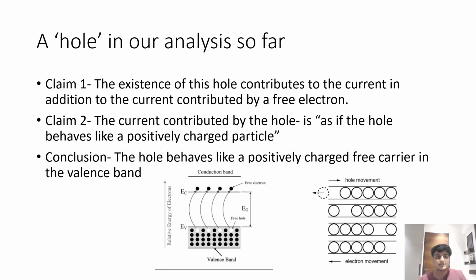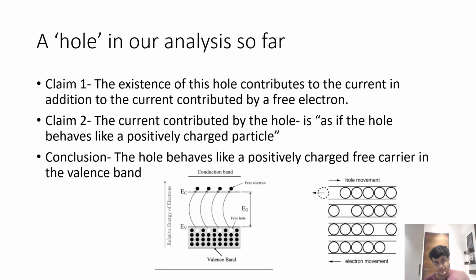So, in terms of what happens when you start considering holes, I'm going to make two claims, and on the basis of those two claims, I'm going to make a conclusion. The first claim is that the existence of this hole contributes to current in addition to the current contributed by a free electron. What I mean by this is that we saw how a free electron conducts current by moving opposite to the direction of the electric field in the conduction band, because once it reaches the conduction band, it becomes a free electron. So we saw that free electrons can contribute to current. The claim is saying that the existence of this hole contributes to current in addition to this current.